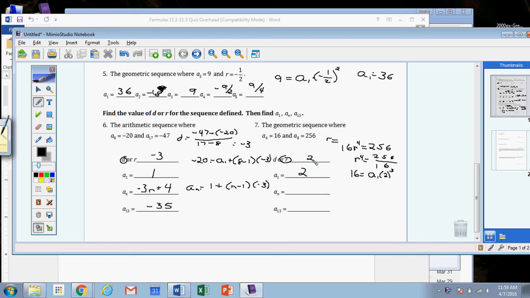Well, now I know my first term and I know my r. I can simply plug it back in and say a sub n equals my first term, 2, times my r, which is 2, to the n minus 1. And that would be my nth term formula. Now, if I'm trying to find my 13th term, I simply plug 13 back into this formula here. And I would have 2 times 2 to the 12th, because it's n minus 1. And that comes out to be 8,192.